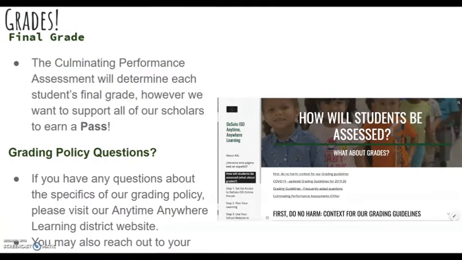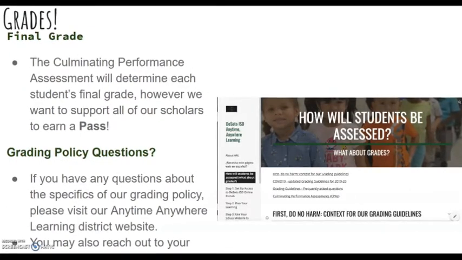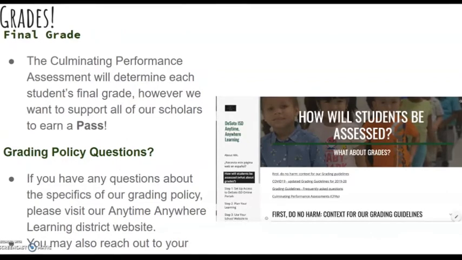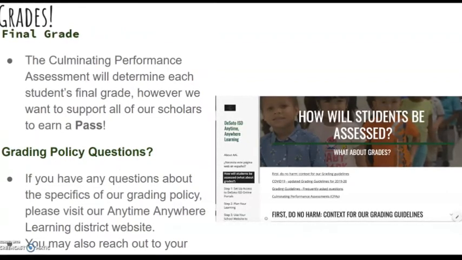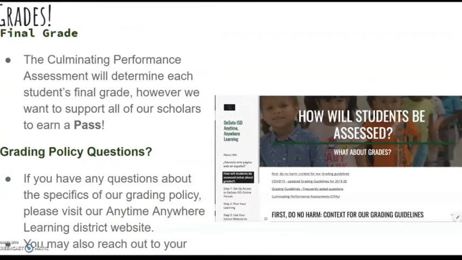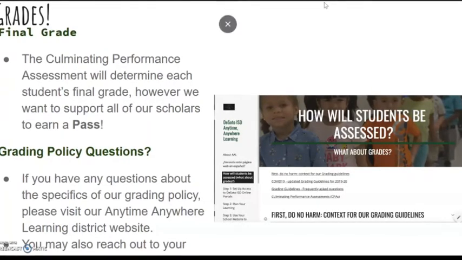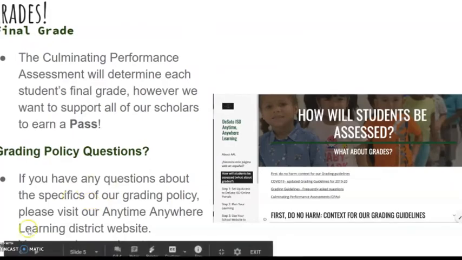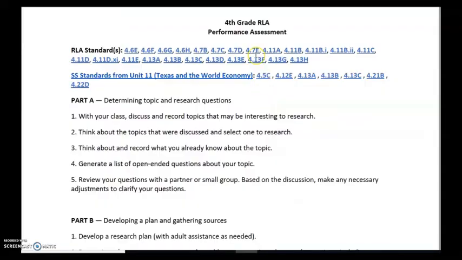Grades. The culminating performance assessment will determine each student's final grade. However, we want to support all of our scholars to earn a pass. So now let's look at the performance assessment and the rubric that we will be grading our scholars with. Here is the performance assessment for the 4th grade Reading Language Arts and Social Studies scholars.